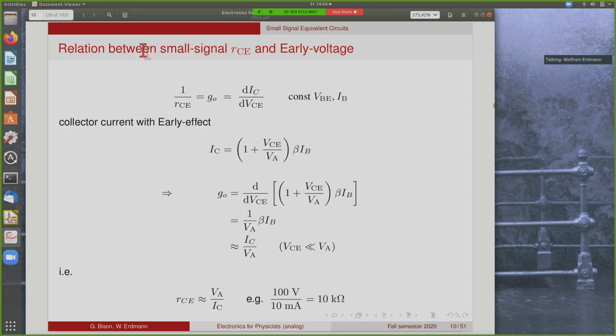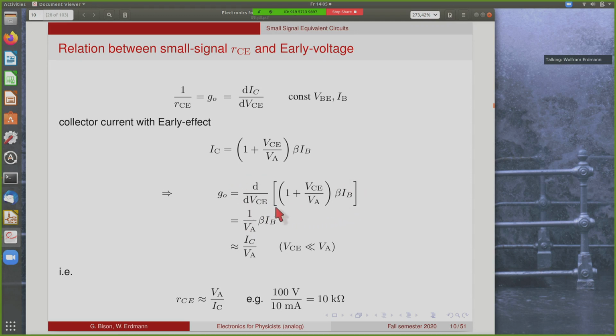The relation between the small signal RCE and the early voltage is still missing. So this is the definition. It's this derivative for constant base emitter voltage and constant current. And we have written this parametrization of the collector current with the early effect. So it's beta times the base current multiplied by this factor here, where we have the collector emitter voltage over VA, the early voltage. So the derivative of this is GO.